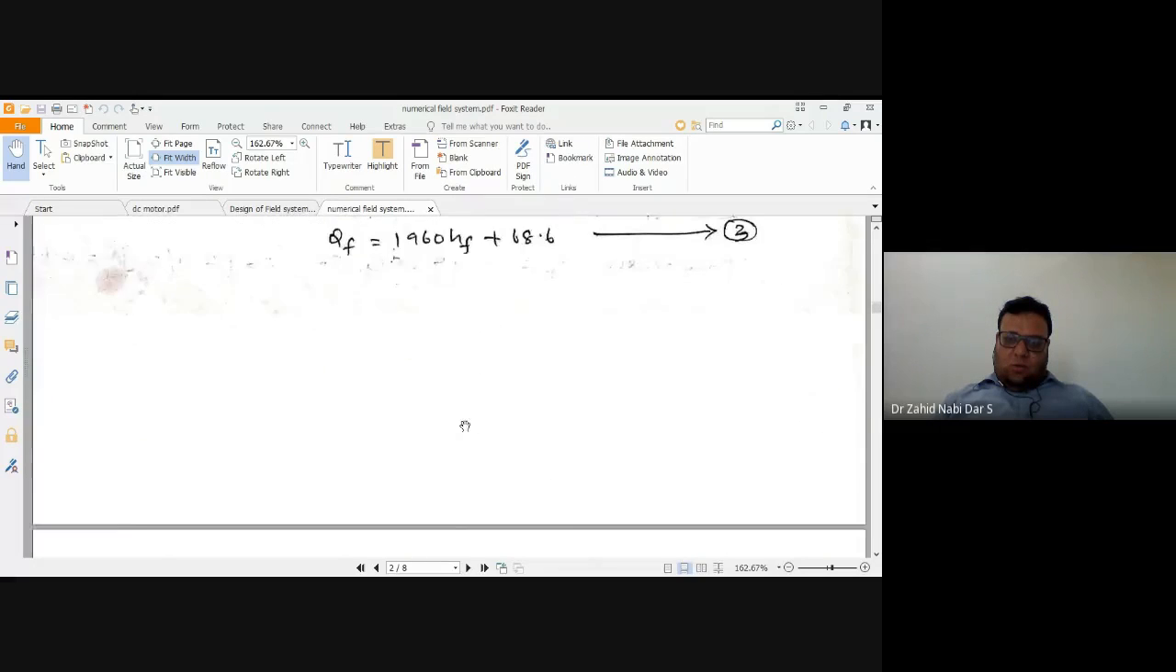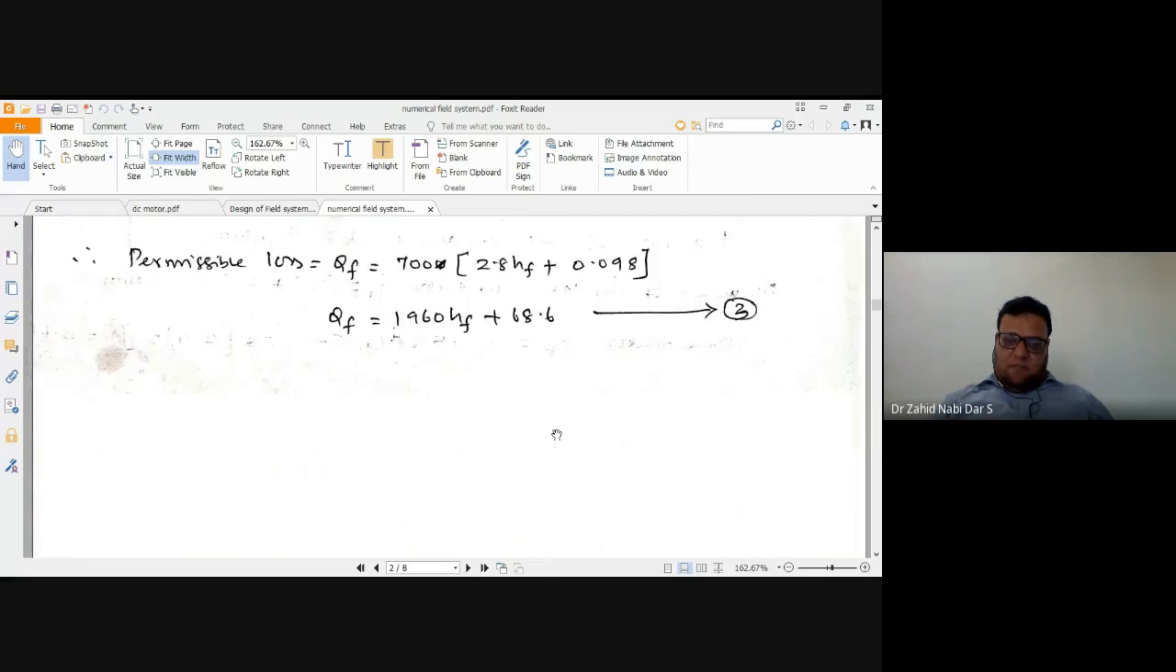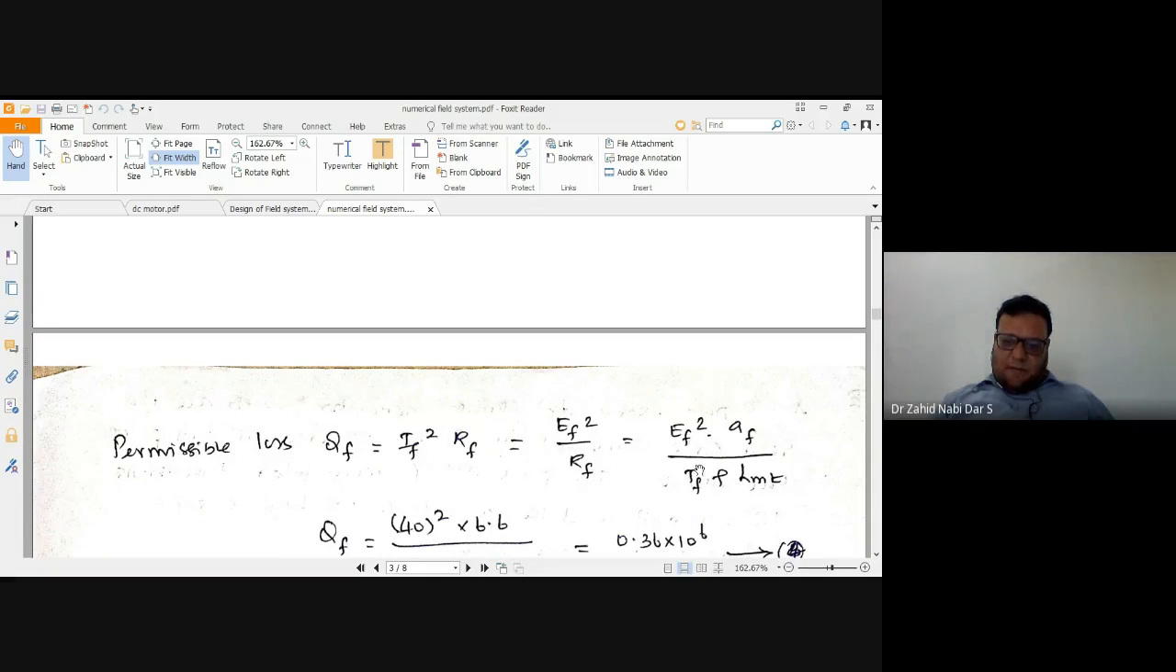Now the thing is that you require this value of HF. So the permissible loss, this QF was 700 in terms of this. This would be IF square into RF. IF you can express in terms of EF by RF, so this would be EF square by RF square into RF. Here one RF cancels, so it would be EF square by RF. You can write RF in terms of rho L by A, so rho LMT by A down, and this goes up as AF. So this is for 1 turn. For TF turns, it would be multiplied with TF.